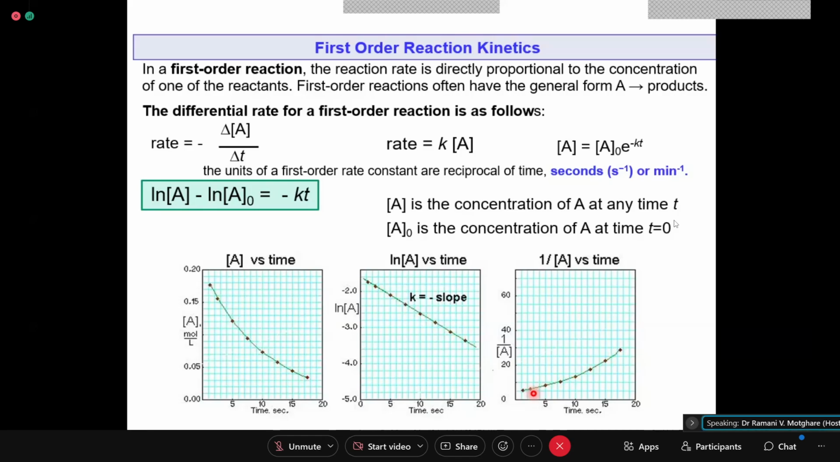Okay, I think we will stop here. The first order kinetics we will see tomorrow. Tomorrow is Friday. Okay, so I think I'll take the class and complete the syllabus tomorrow.